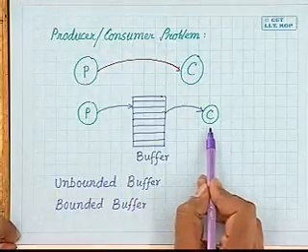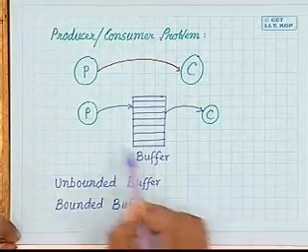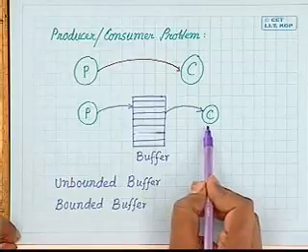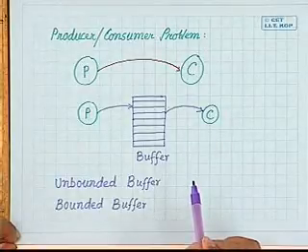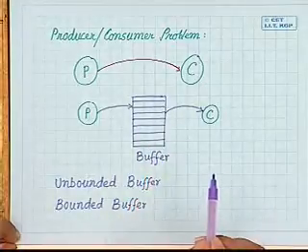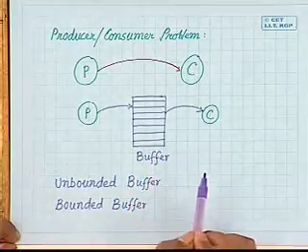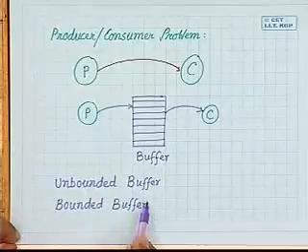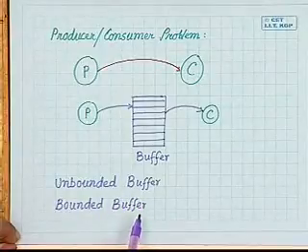In case of the consumer, if the rate of production is less than the rate of consumption, then the consumer at some point of time will find the buffer to be empty. So if the buffer is empty, obviously the consumer cannot consume any item from the buffer, so the consumer has to wait until the producer produces some item and places it in the buffer, which the consumer can subsequently consume. So these are the problems that we'll face in case of the bounded buffer problem.